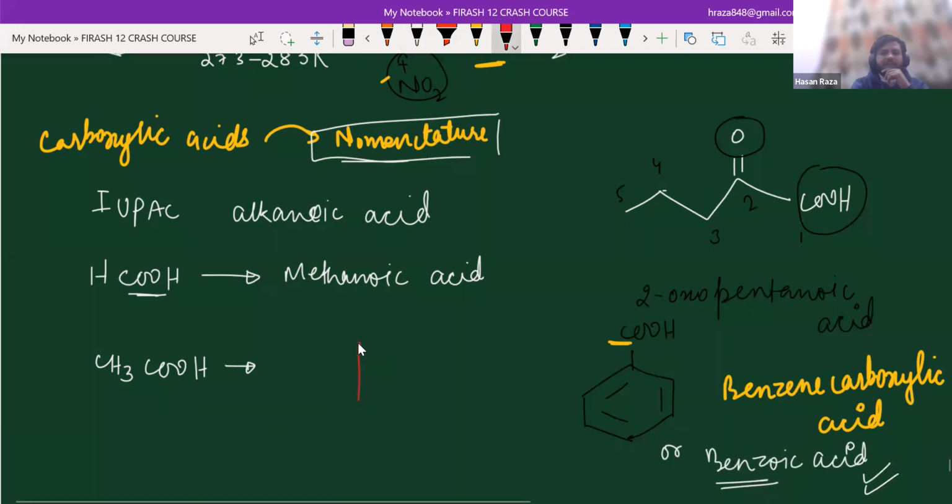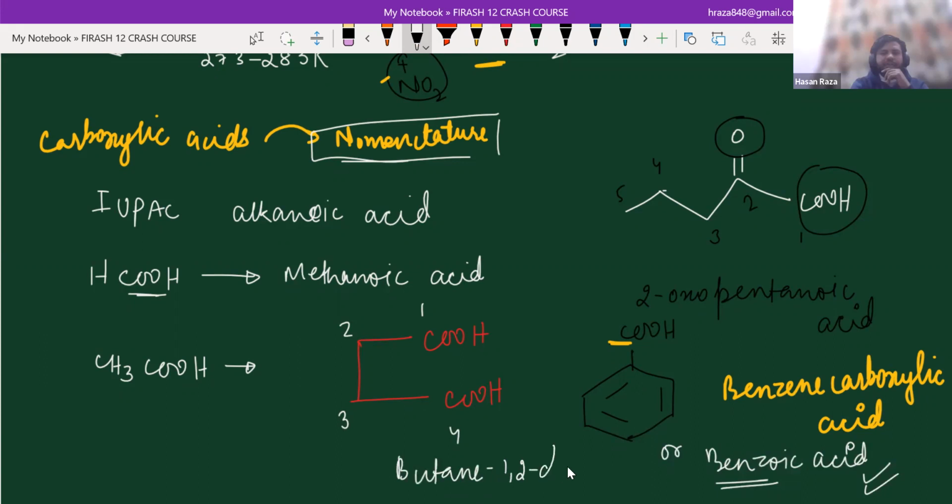Now the next, if you have a structure like this, COOH and COOH, and you are not counting the carboxyl carbons, there are two types of nomenclature you can do. 1, 2, 3, 4, you can see it has 4 carbons in the parent, butane-1,4-dioic acid, dioic acid. Are you getting my point?